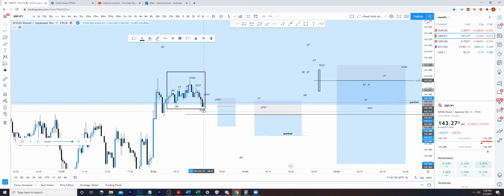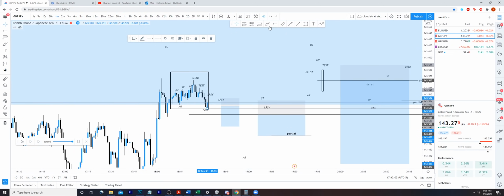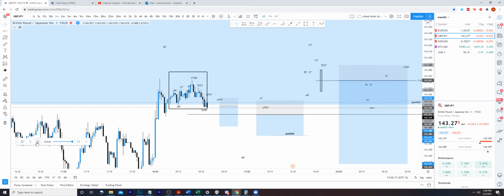And at this point, I was still not interested in being a seller. I wanted to see another confirmation of price to break down again. So I wanted to see price break down here again, give me the buy up to the LPSY, so the buy back up, and then the sell that goes and continues to completely new lows. Okay, does that make sense? So what do we get?